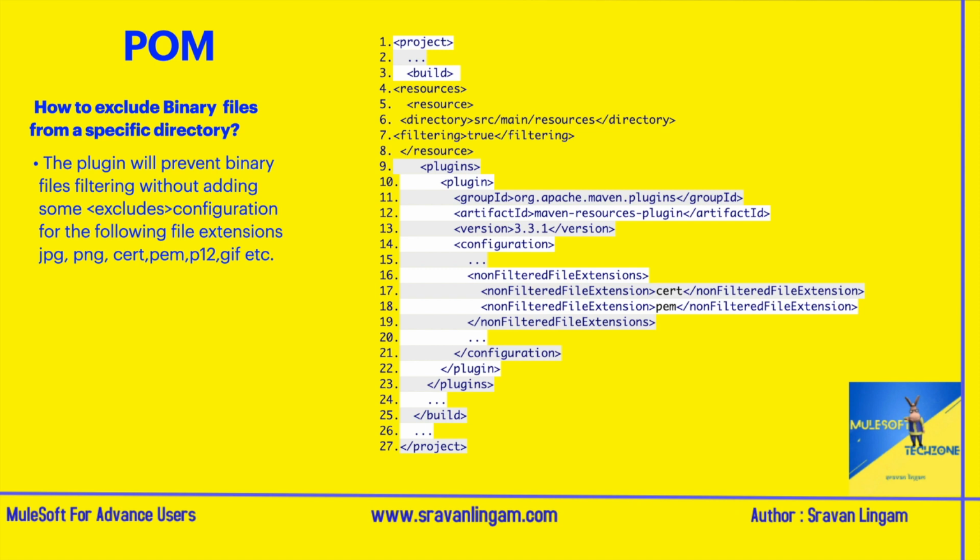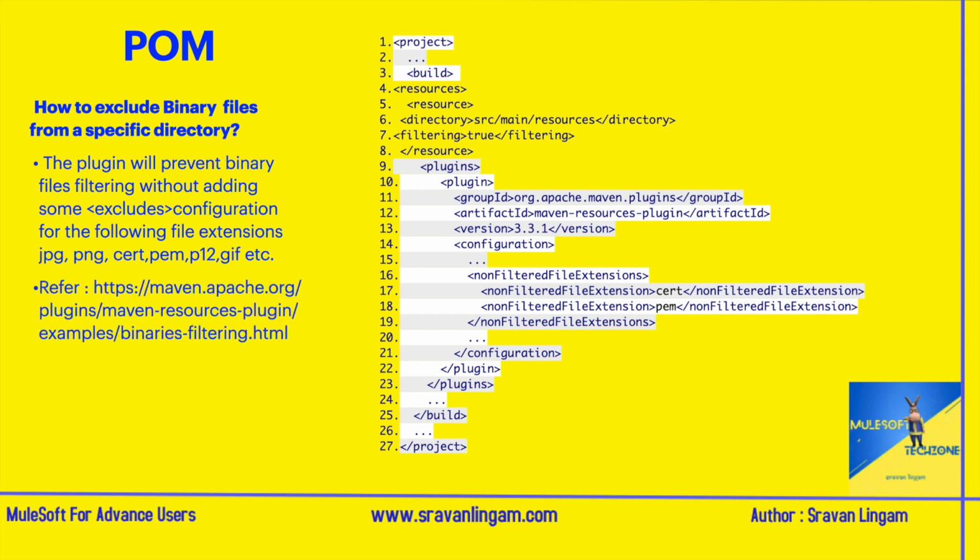And then if you see inside the plugins command, within plugin and within configuration element, there is a tag called non-filtered file extension. In this non-filtered file extension, you have to mention what kind of files you don't want to use or what you want to exclude. To have more understanding about this, you can always refer to maven.apache.org, how to filter binary files. You can find more information there, but I just wanted to show you this.